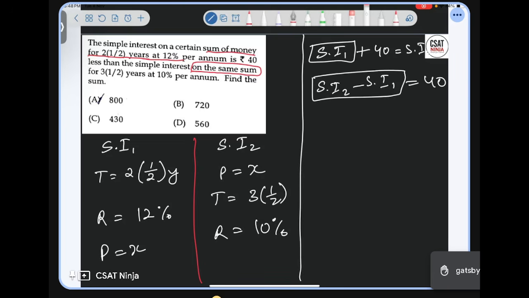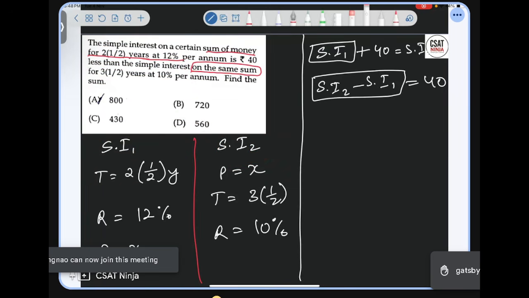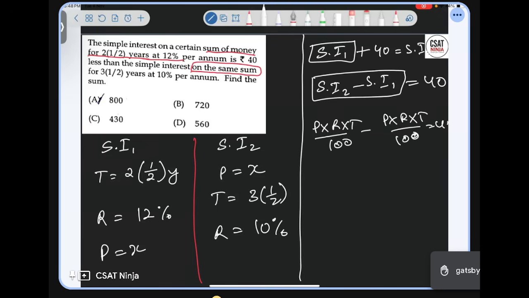Because the question says the simple interest on this one is 40 less than the simple interest on this one. That means we have this second simple interest. This is more because the first one is less than the second one. So from the second simple interest, if you subtract the first one, you will get 40 there. So you directly put the value: principal into rate of interest into time divided by 100 minus principal into rate of interest into time divided by 100 is given as 40.